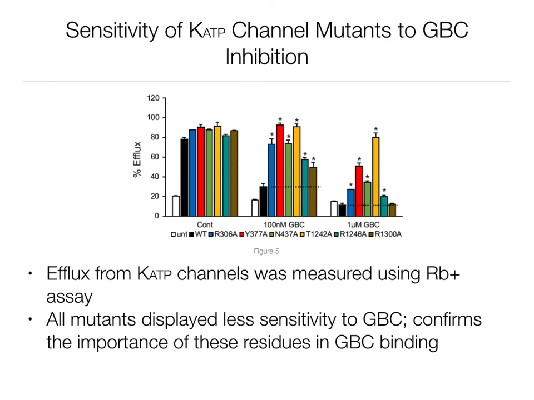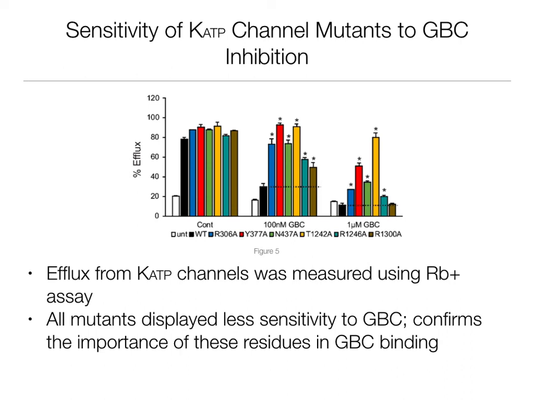Finally, site-directed mutagenesis was performed on the 6 postulated binding residues, and KATP channel activity was measured using a rubidium efflux assay. The percentage efflux of potassium is shown in Figure 5 for each mutant in various colors and compared to wild type in black.